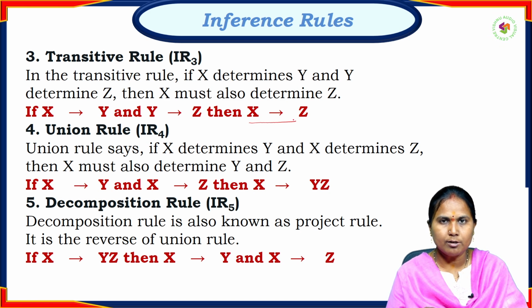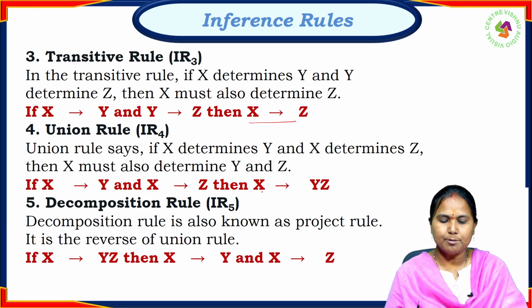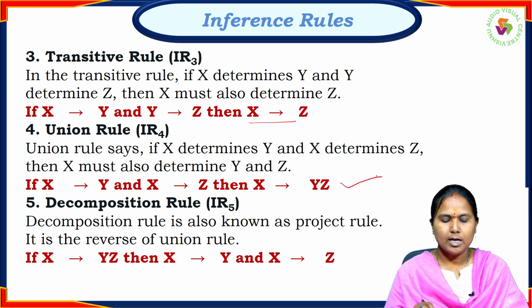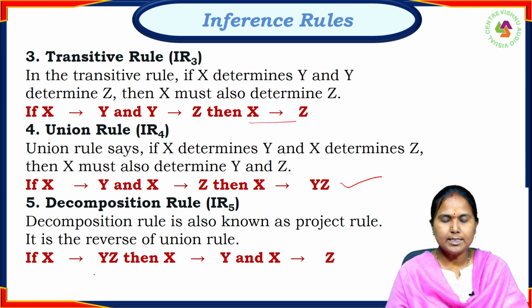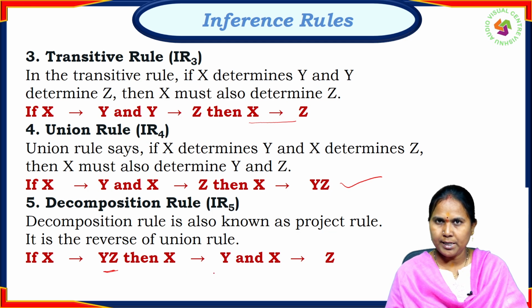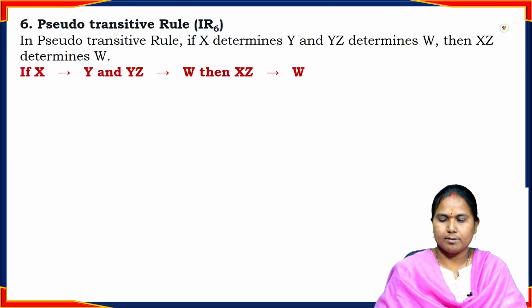Coming to the union rule. The union rule is nothing but: if x determines y and x determines z, then x determines yz. This is the union rule. Coming to decomposition. If x determines yz, we can also decompose this into x determines y and x determines z. This is the decomposition technique.